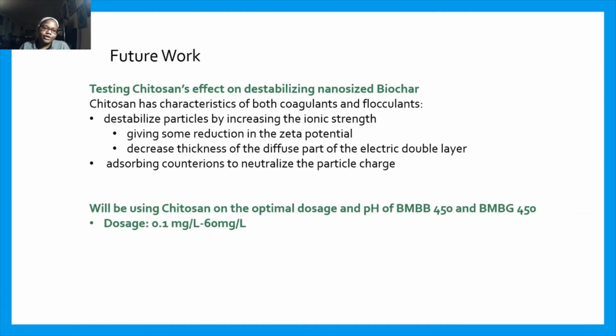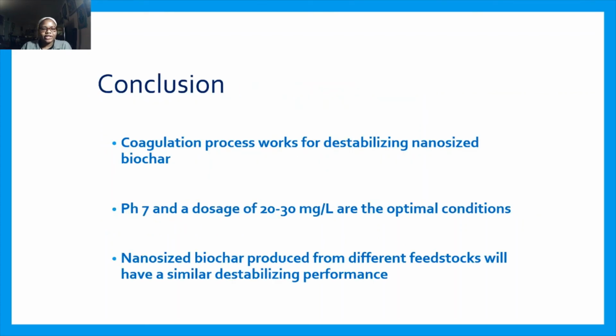For future work, I'll be using chitosan to test its effect on destabilizing nanosized biochar, and the dosage will be from 0.1 to 60 milligrams per liter. Our general conclusion is that the coagulation process works for destabilizing nanosized biochar at a pH of 7, and a dosage of 20 to 30 milligrams per liter are the optimal conditions. And nanosized biochar produced from different feedstocks will have a similar destabilizing performance.